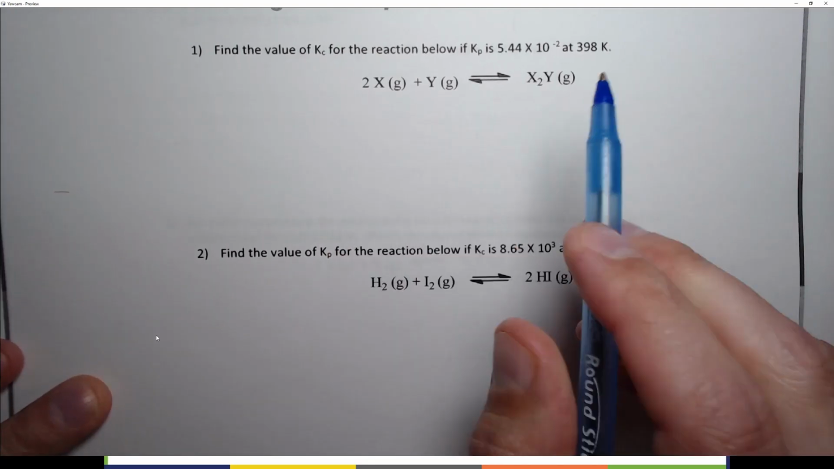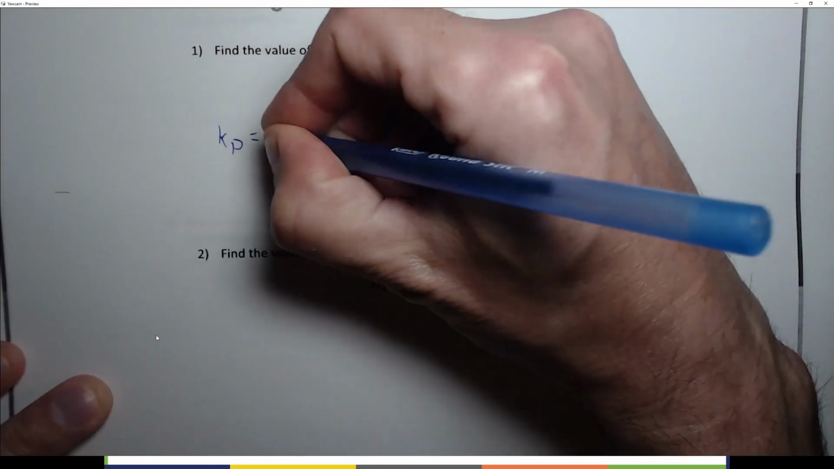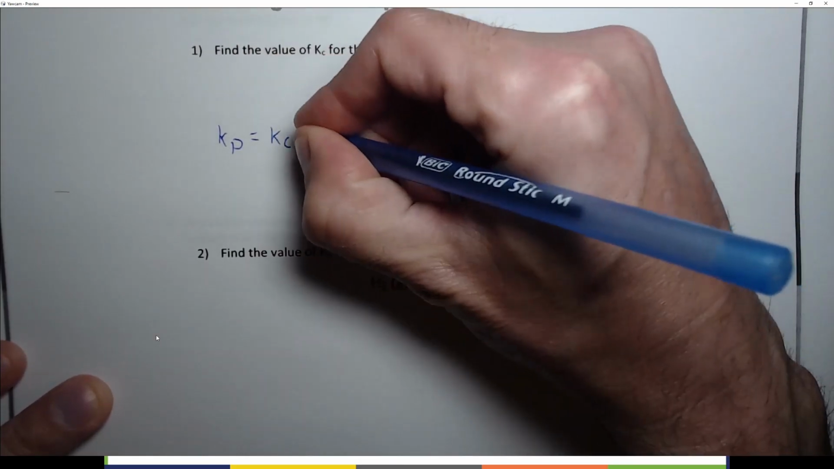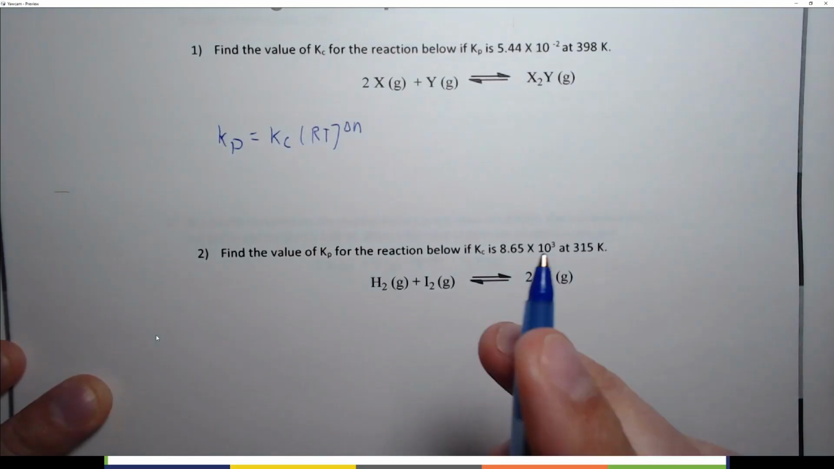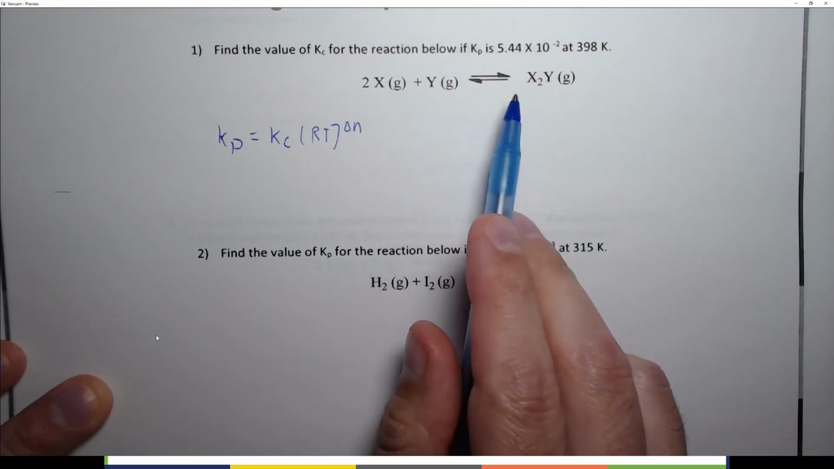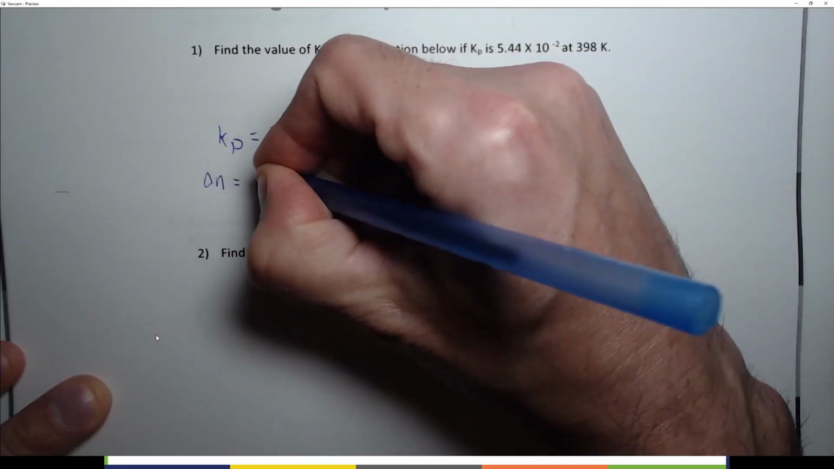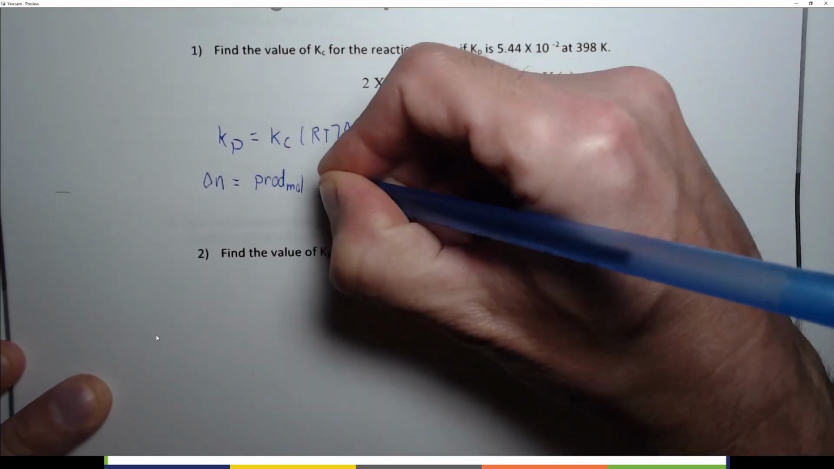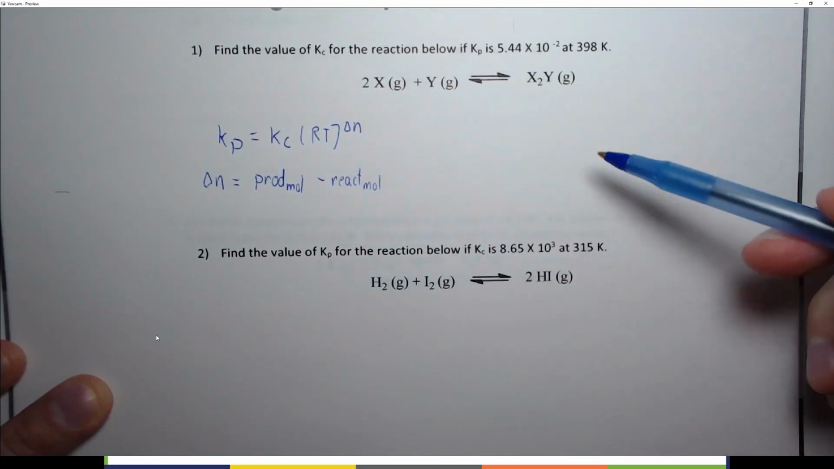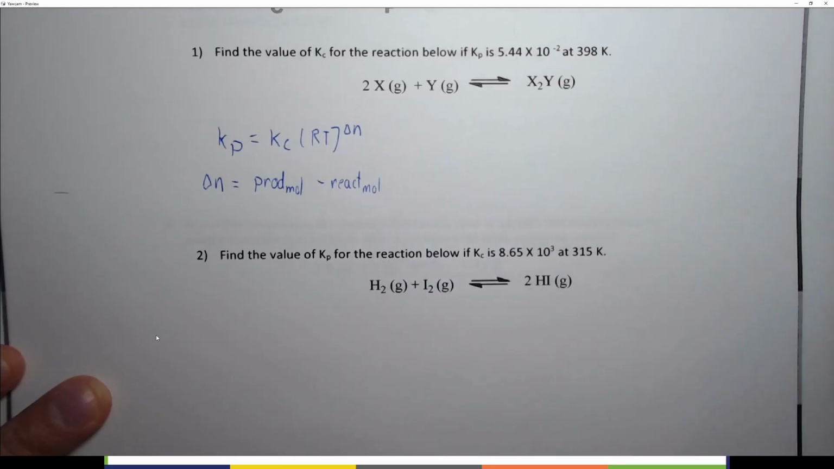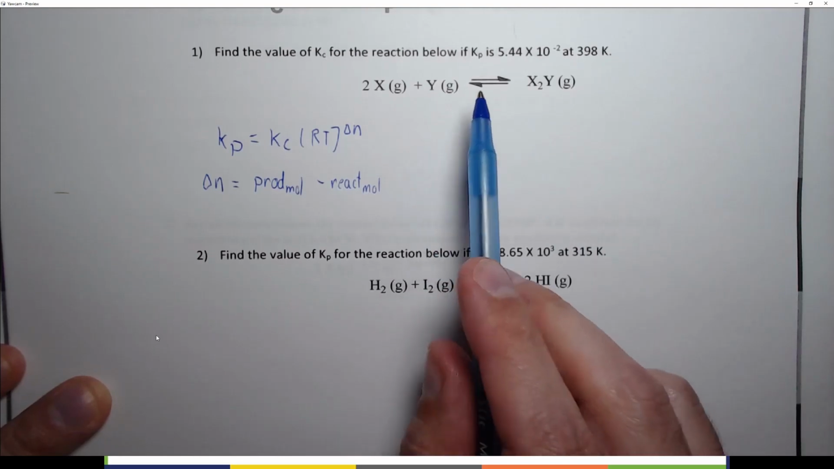So we have the relationship that we just talked about, which is Kp equals Kc times RT to the delta N. So the first thing we want to find is delta N. Delta N is product moles minus reactant moles. Now in both these examples, everything is a gas, so it's just the total number of moles. But you would need to be careful, because if not everything is a gas, it's only the moles of gases that count here.